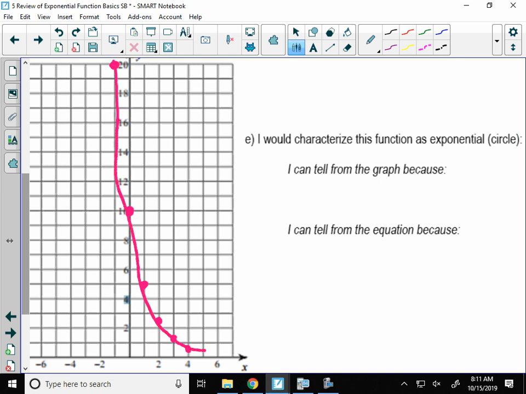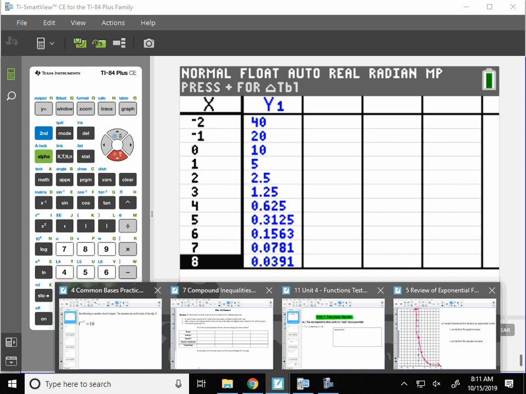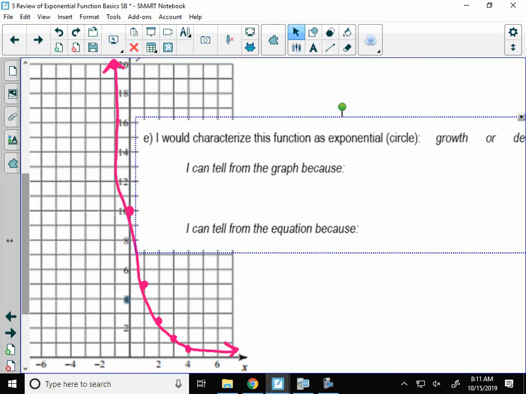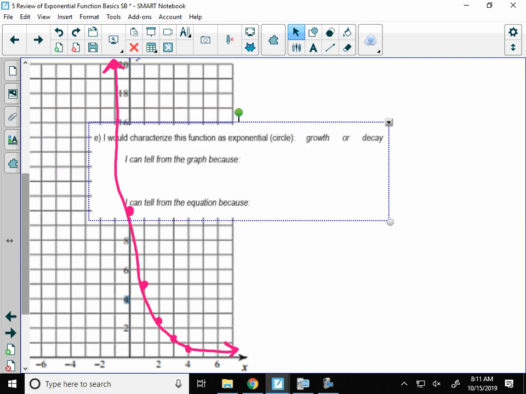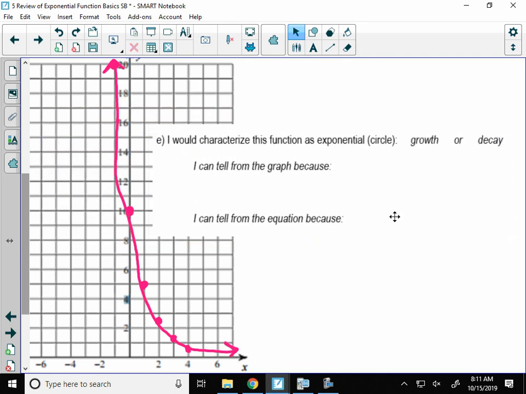Okay, so as I connect those this time, I know my graph's going to keep getting smaller there, so I'm going to put an arrow on both sides. And I know it's going to keep getting smaller because if I look at my table, as I go 5, 6, 7, those numbers get really, really close to 0 again. So let's answer some questions here. It says, I would characterize this function as exponential decay this time.